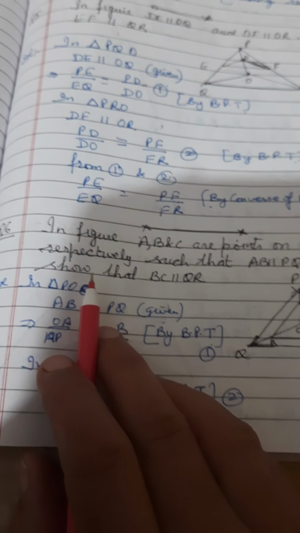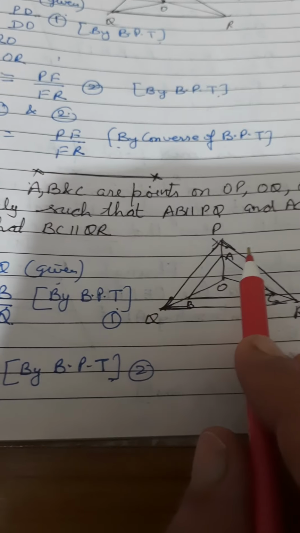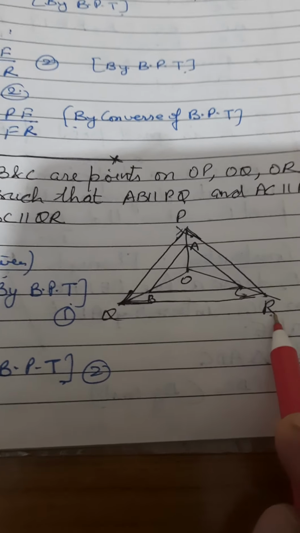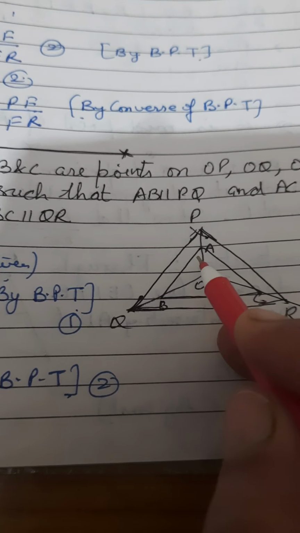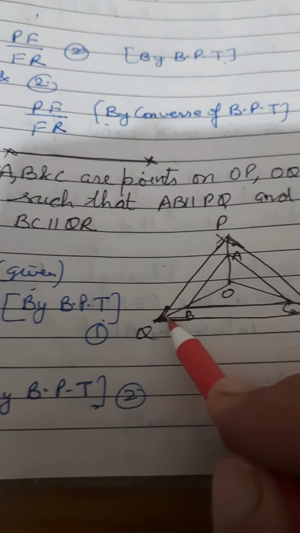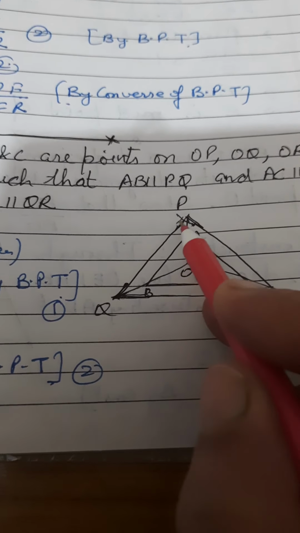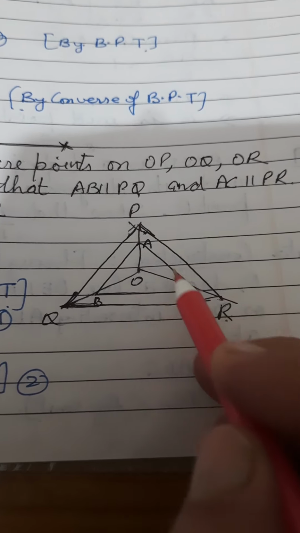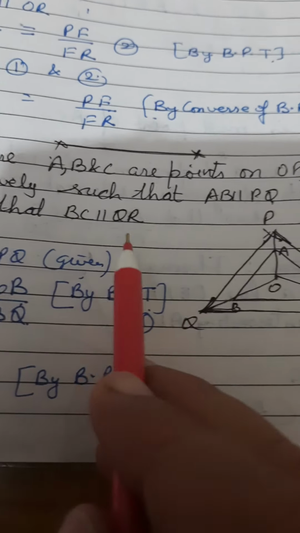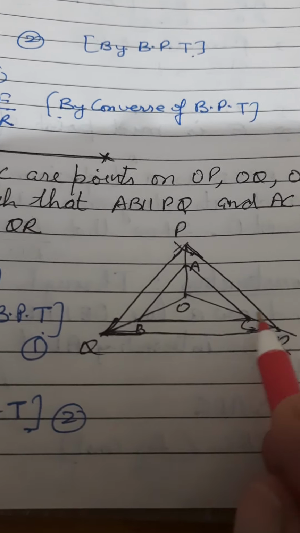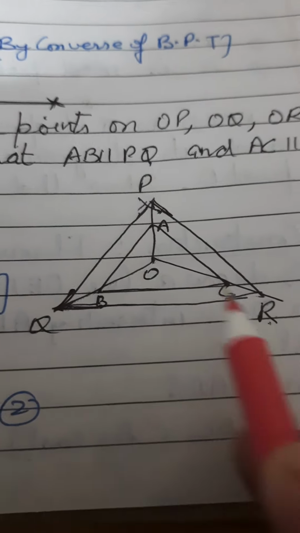Now the next question is, in this figure it is given AB is parallel to PQ and AC is parallel to PR. Then show that BC is parallel to QR, and we have to prove that BC is parallel to QR.